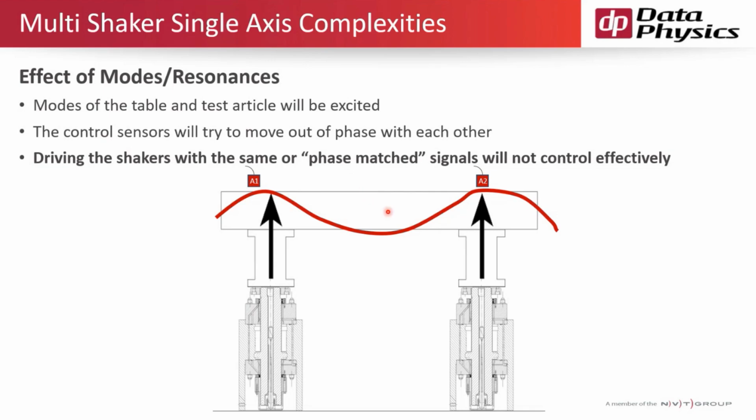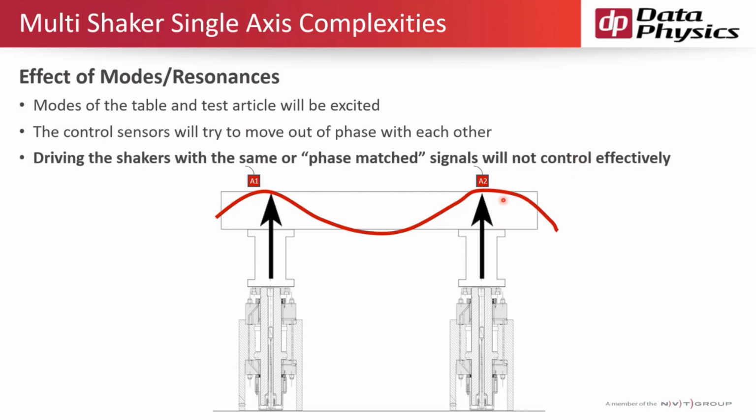Now with multi-shaker single axis, we're really talking about testing larger and larger test articles, right? Large or massive test articles that don't fit onto a single shaker. So this is a big problem because you are going to have resonances in your test band. You're testing larger test articles, so resonant frequencies are going to be low. This is going to be a problem when running multi-shaker single axis testing.